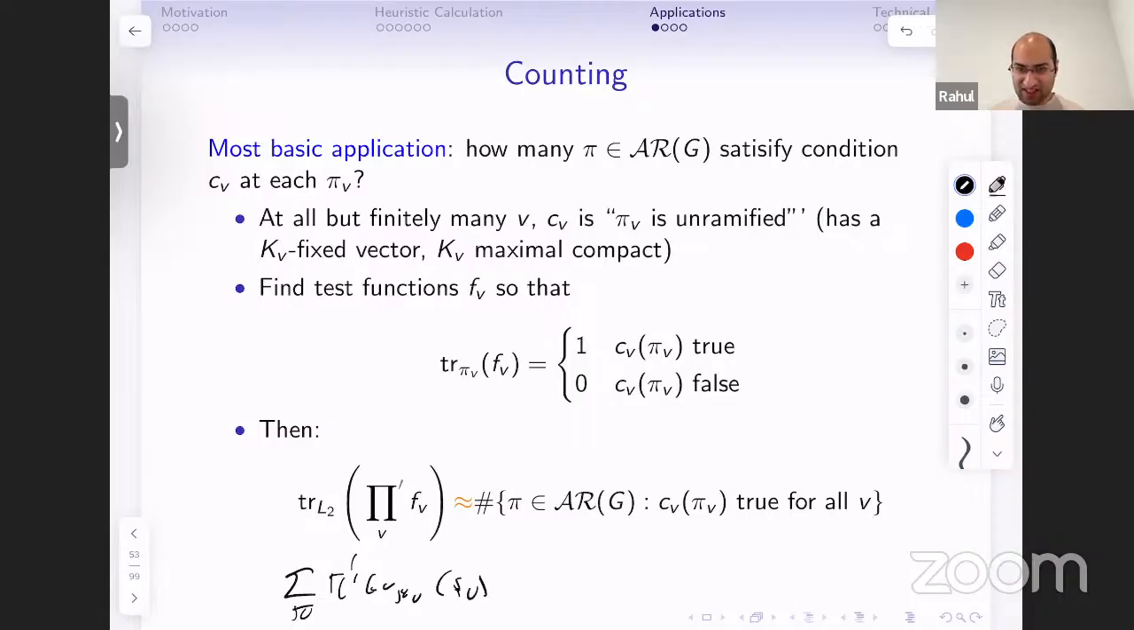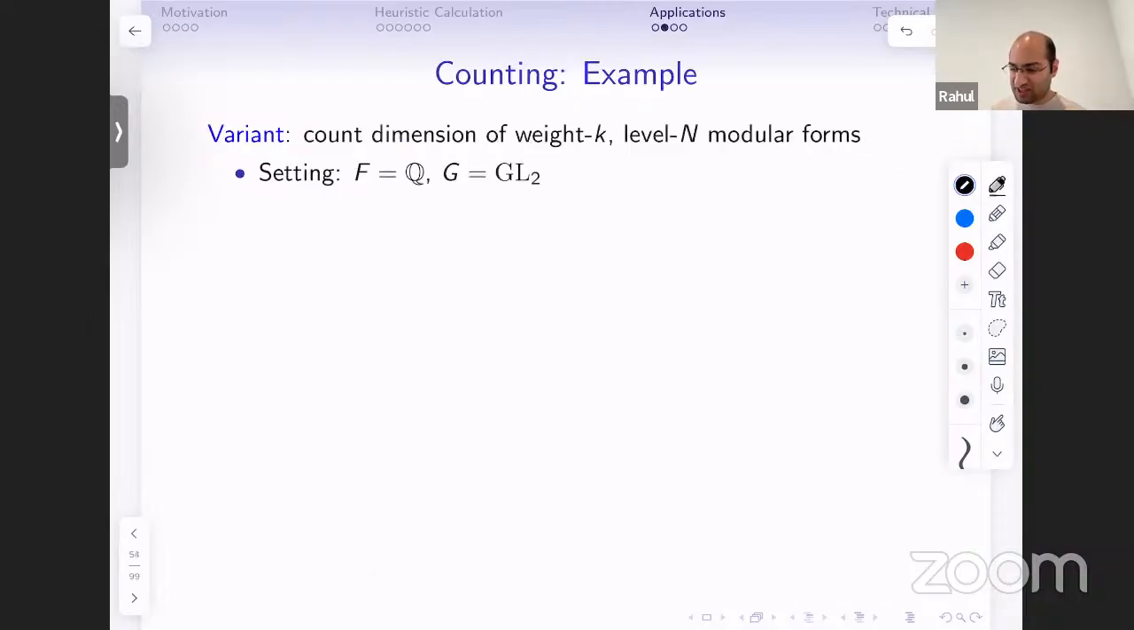I think it'll help to give a more explicit example. And the more explicit example is not going to be literally counting automorphic representations. It's going to be a slight variant. So what we're going to do is think about how we might use this heuristic trace formula to count the dimension of the space of weight k, level n modular forms.